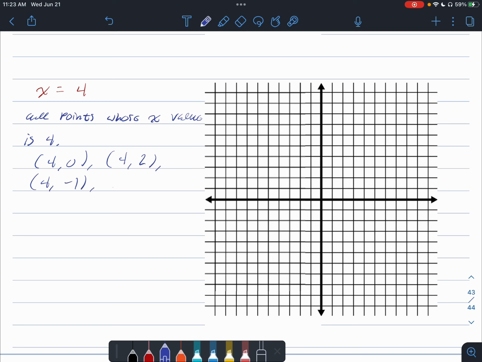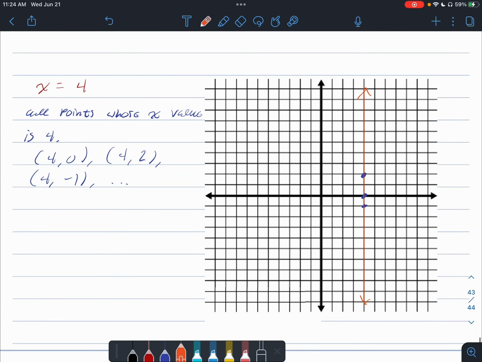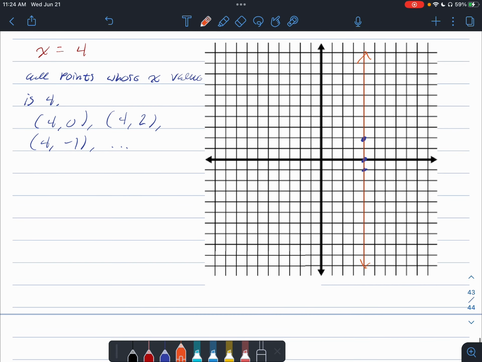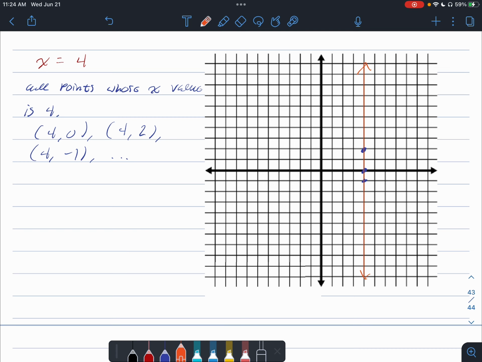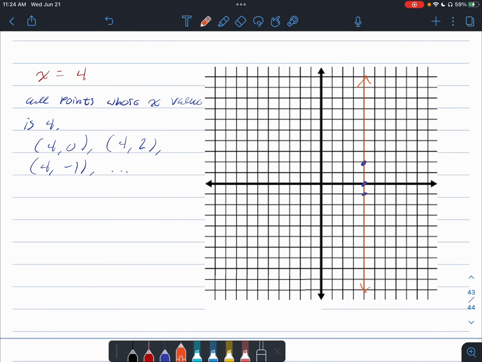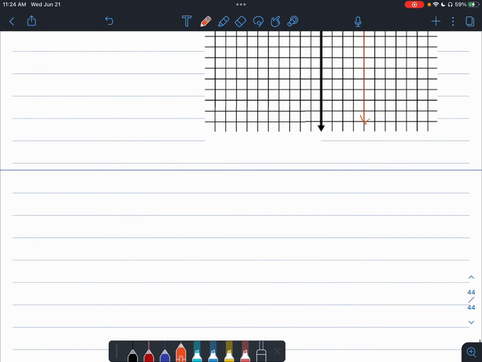4, -1, etc. Okay, you can plot as many of these points as you want, but for here we're going to go over 4. Okay, so for 4, 0, we're right here. We'll have 4, 2. We'll have 4, -1. So here we can see we have a vertical line at x equals 4. Okay, so that is how you would graph one of these lines. You can change the value up, x equals -2. It doesn't really matter. It's going to be just a vertical line starting at that point on the number line.